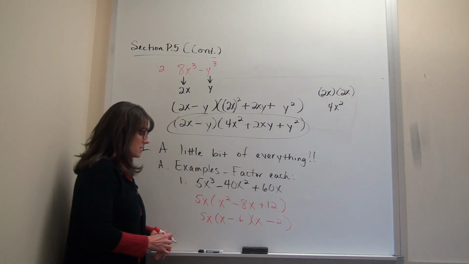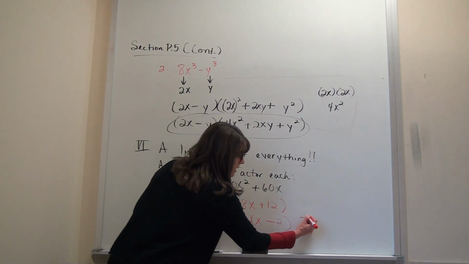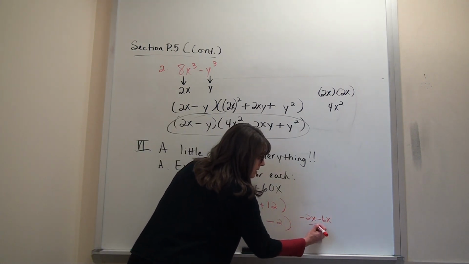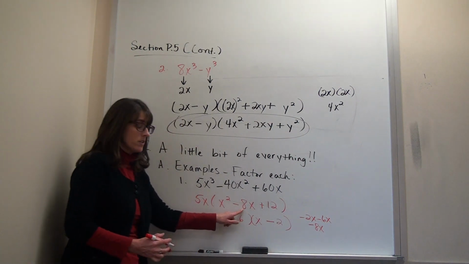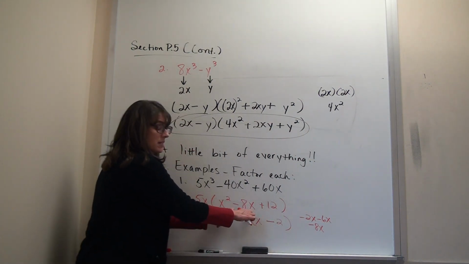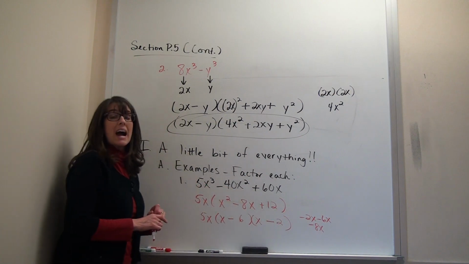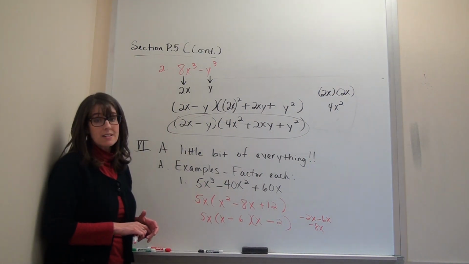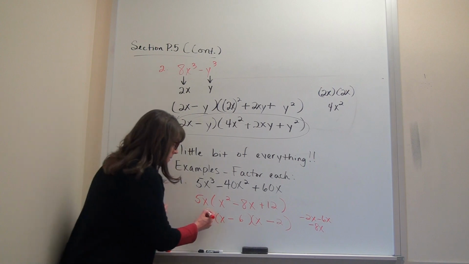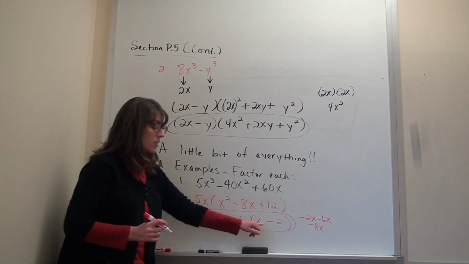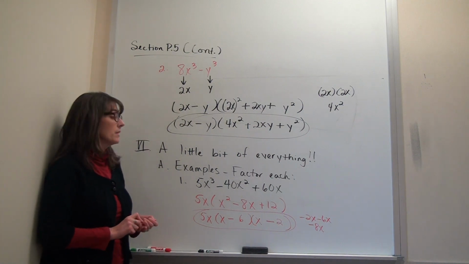Check those outsides and insides. Out here I'll get a negative 2x. In here I'll get a negative 6x. Those combine to be the negative 8x that I did want. So if I fully FOIL this, I'll get back to here. And when I distribute the 5x through, I'll get back here to the beginning. I need to get back to the beginning. If I can't, then I know something's wrong here, but this in fact is right. Noticing that there's nothing more I can do with this, that's completely factored.